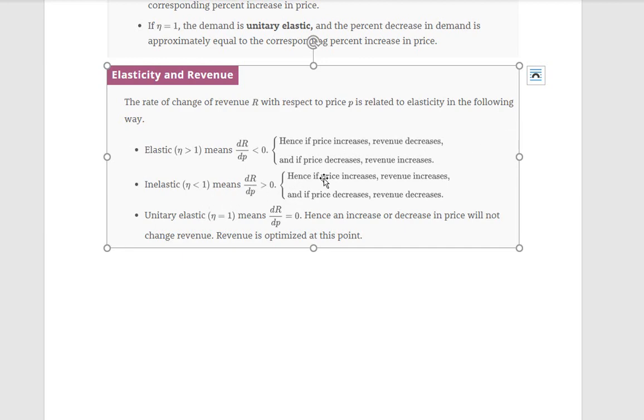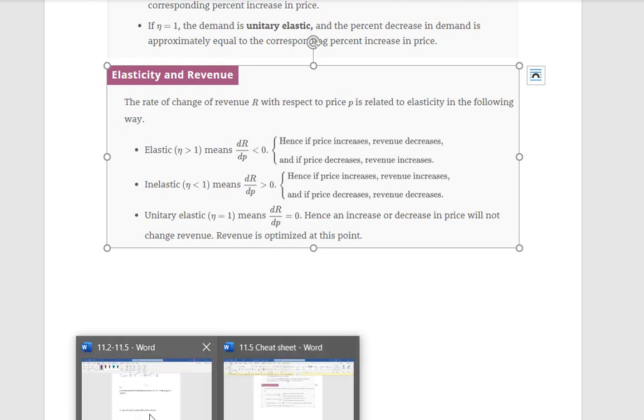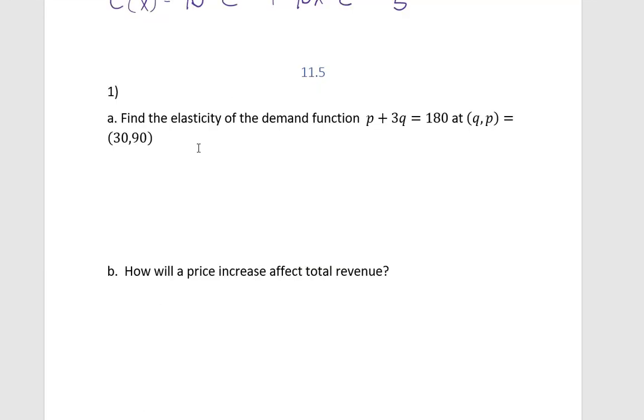If it's inelastic, that means that if the price increases, so does the revenue. If the price decreases, so does the revenue. If it's unitary, that means that an increase or decrease in the price will not change the revenue. Okay? So that also means that the revenue is optimized at that point. So let's go ahead and print that out and just keep that next to us.